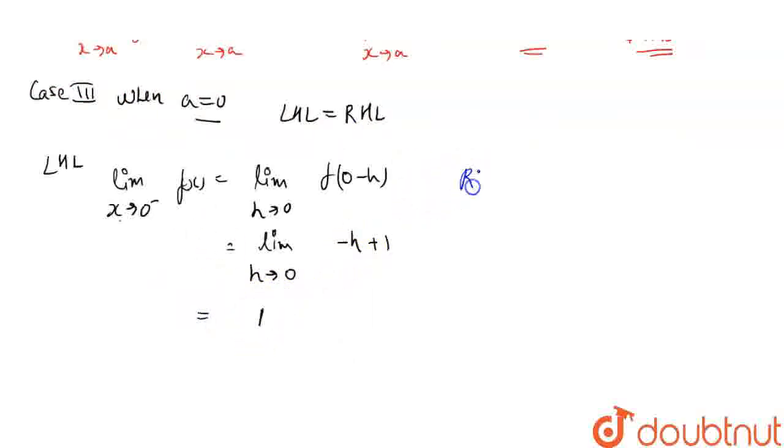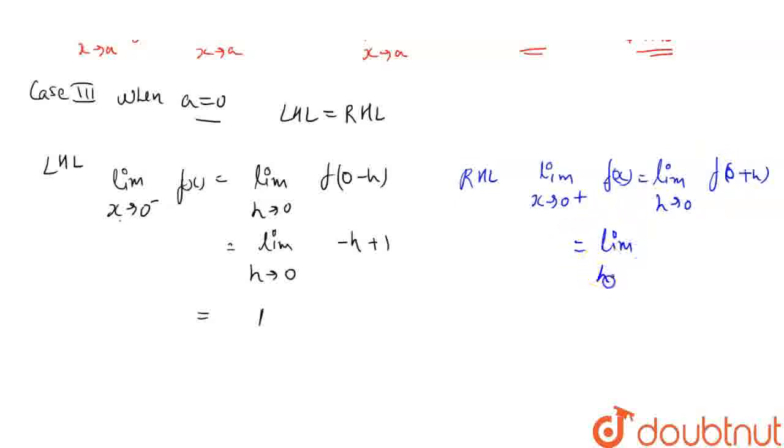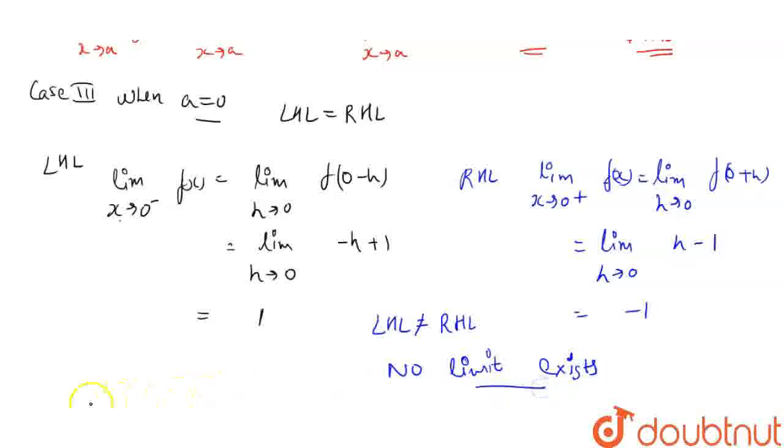Now we'll solve right hand limit. Right hand limit is limit x tends to 0 plus f(x), which is equal to limit h tends to 0 of f(0 plus h). So f of 0 plus h becomes limit h tends to 0 of h minus 1 in the question. So if we put the limit as 0, this becomes minus 1. We can clearly see that left hand limit is not equal to right hand limit, hence no limit exists when a is equal to 0.